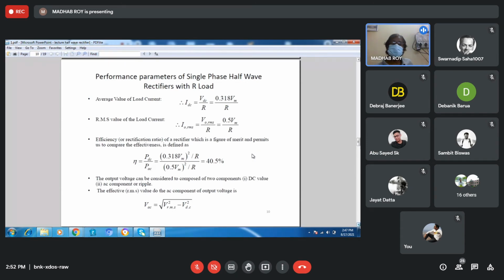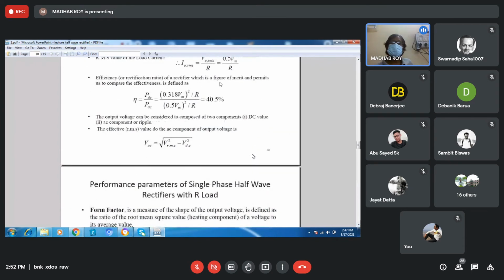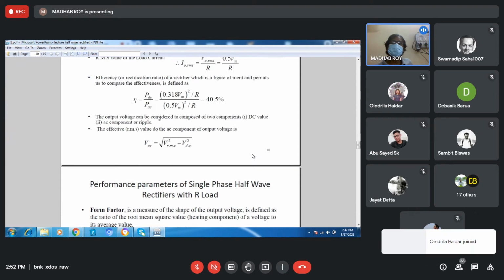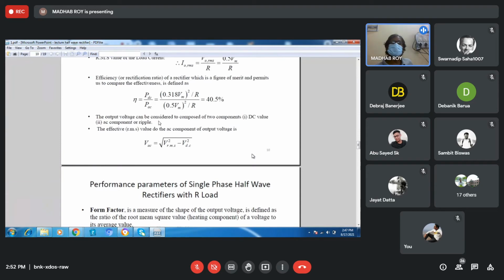Now the efficiency of the rectifier, which is a figure of merit and permits us to compare effectiveness, is called the DC power output by the AC power input. This terminology is very important. V square by R, that is the average voltage squared by the resistance, is the power output, whereas for the AC input it should be the RMS value. So the ratio is 40.5%. This is very small. This is called the efficiency of rectification.